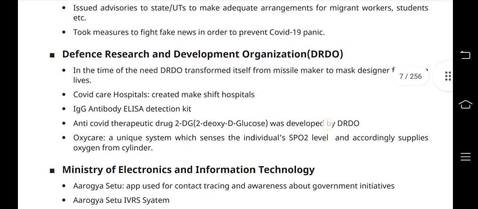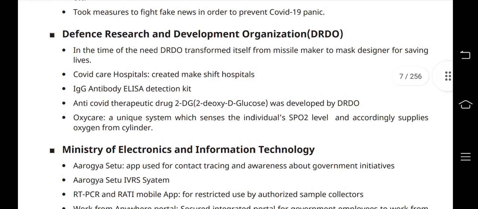Defence Research and Development Organisation, DRDO. In the time of need, DRDO transformed itself from missile maker to mask designer for saving lives. COVID care hospitals created makeshift hospitals. IgG antibody ELISA detection kit. Anti-COVID therapeutic drug 2-DG, 2-deoxy-D-glucose, was developed by DRDO. OxyCare, a unique system which senses the individual's SpO2 level and accordingly supplies oxygen from the cylinder.